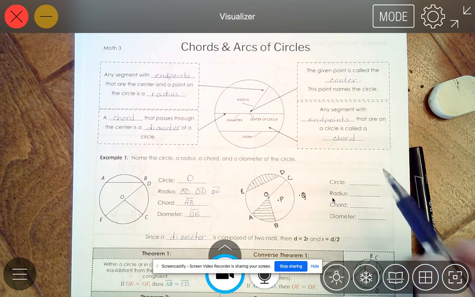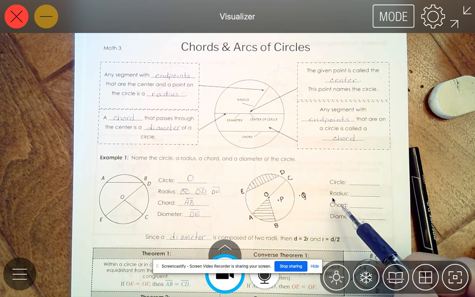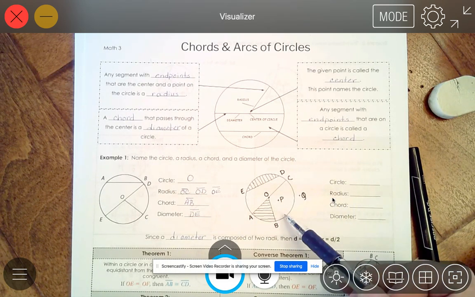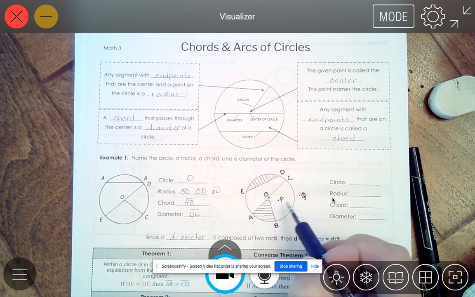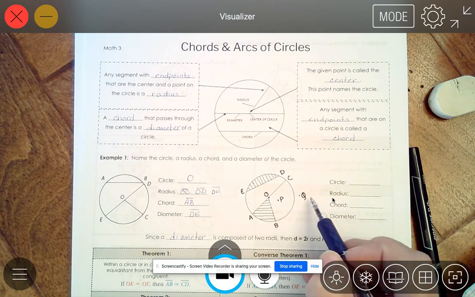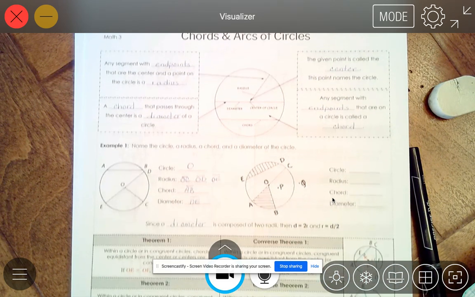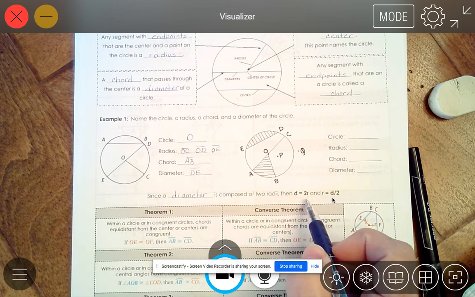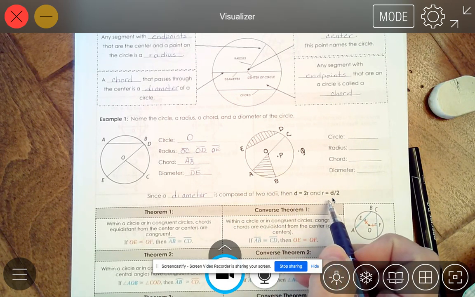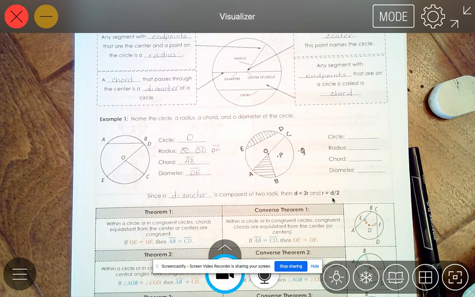I would like for you to do the same thing over here with this circle. What is the name of the circle? Give me a radius. 1 is fine. Okay, a chord and a diameter. I can see also that P and Q, really those are just points. They don't have anything to do with this circle. Since the diameter is composed of 2 radii, okay, then the diameter is equal to 2 times the radius, and the radius is half the diameter, or D over 2.